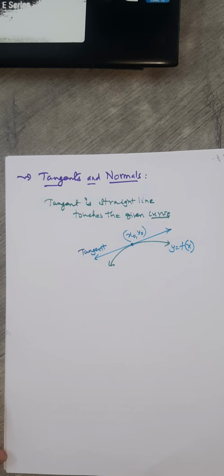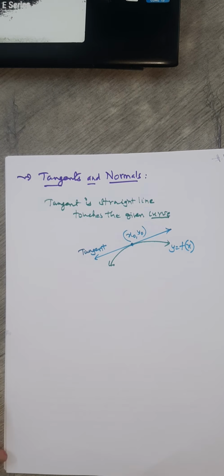So this is the point of contact here, x0 y0, the point where the tangent touches the curve. This is the tangent line. Now, to get the equation of a line, you have a point on the line, but you need the slope. So this is the first thing that we want to state here.